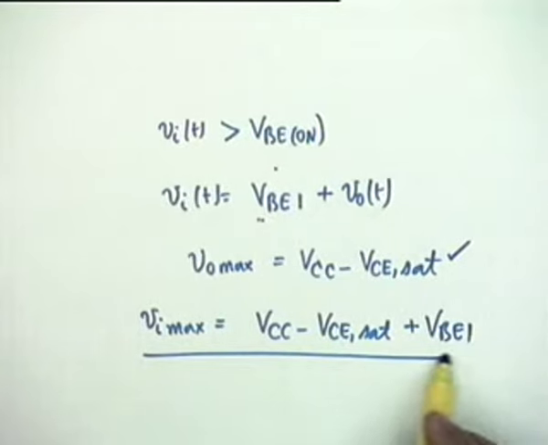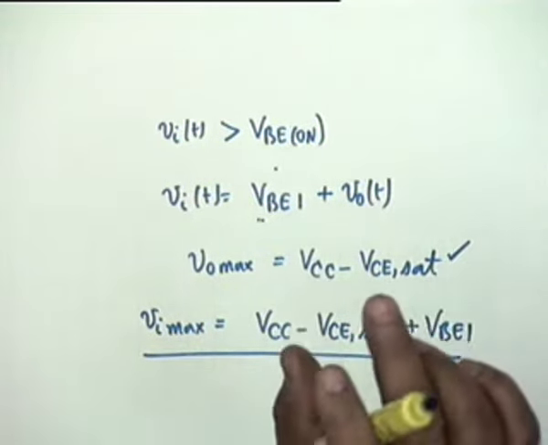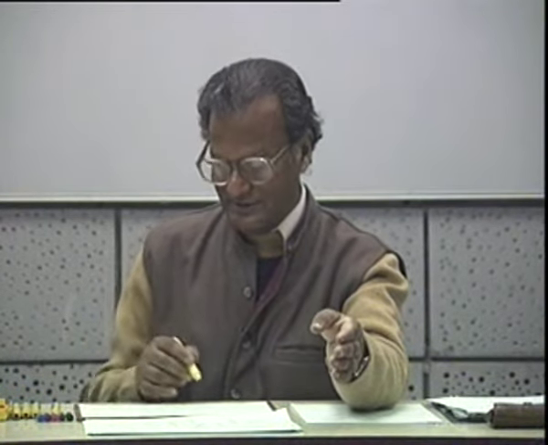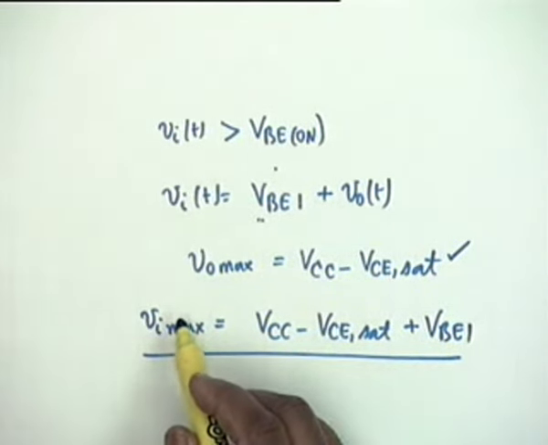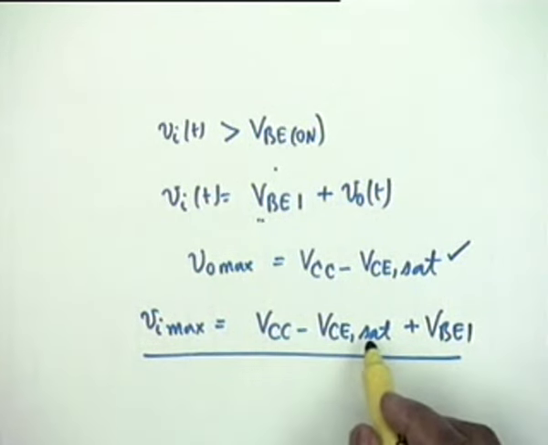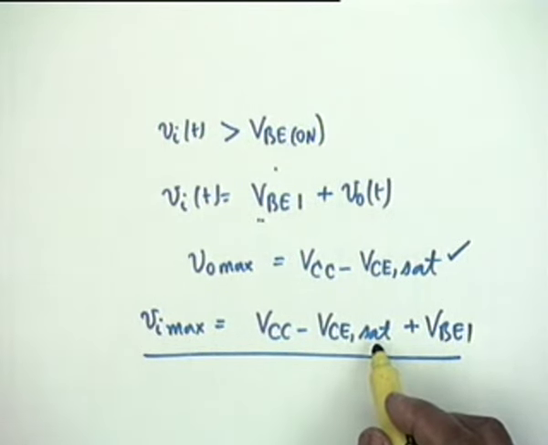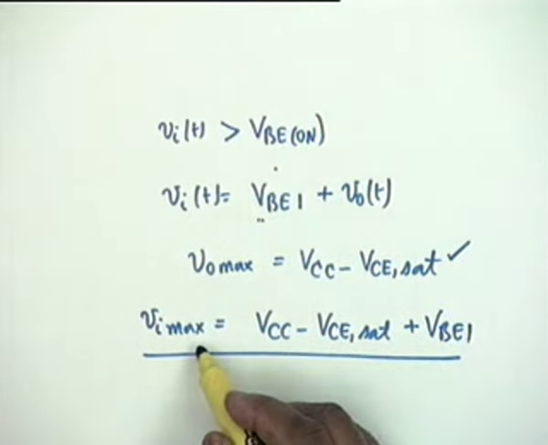Is the point clear? Theoretically, our maximum output is V_CC minus V_CE sat. That is, the transistor Q1 has been allowed to go into saturation. But you know, in the saturation region there are distortions, and therefore we don't allow it to go there. And this is logical because this voltage shall be reached when the input reaches its maximum possible value, that is V_CC minus V_CE sat plus V_BE1, which, because V_CE sat is of the order of 0.2 and V_BE is of the order of 0.7, is greater than V_CC.